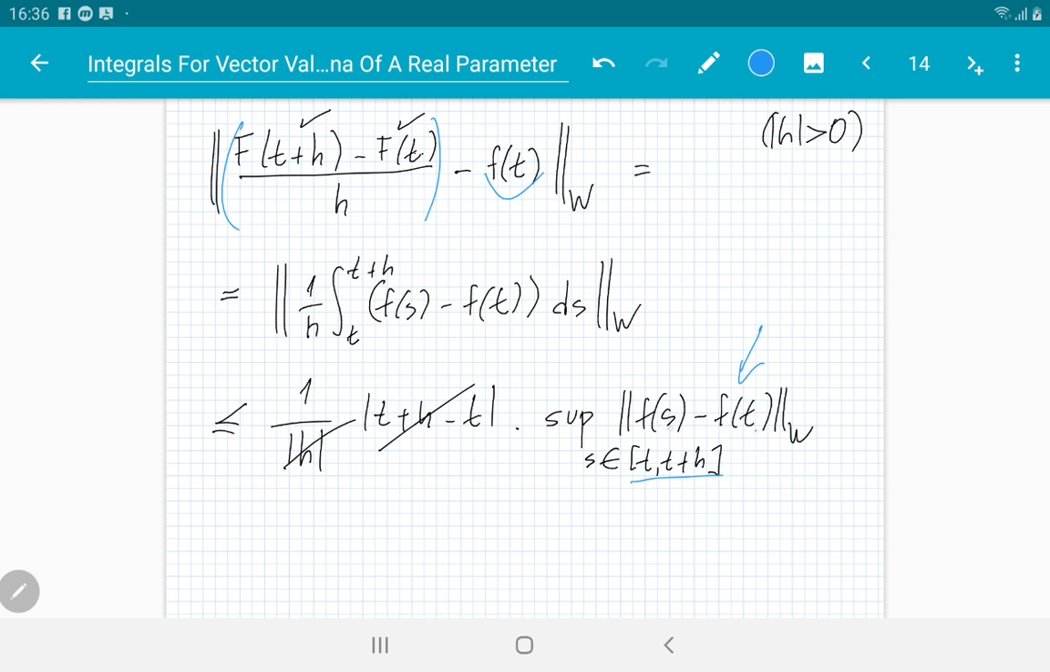So when I'm computing a function at two points, and the distance between them is a certain delta, this difference, the norm of the difference, is at most the modulus of continuity at delta. And my delta in this case is just the modulus of h.